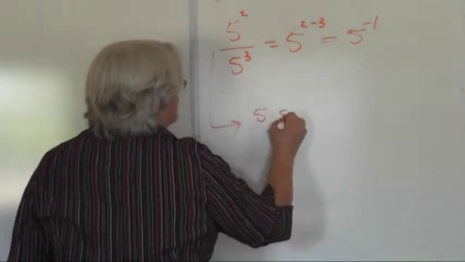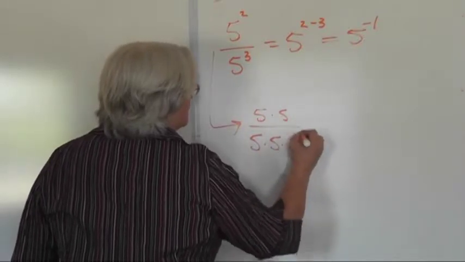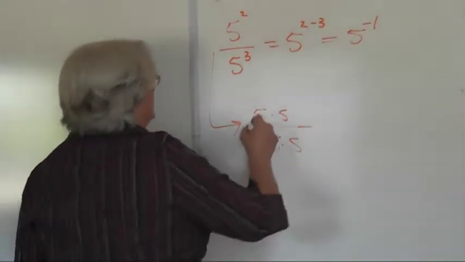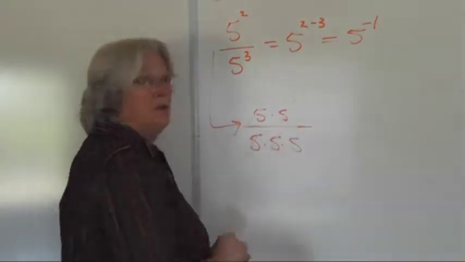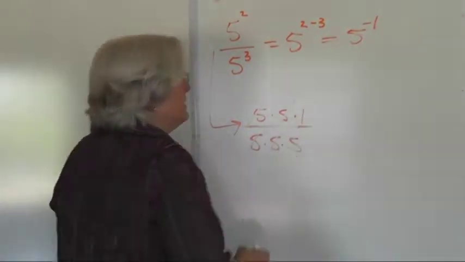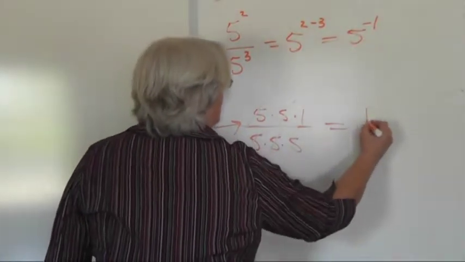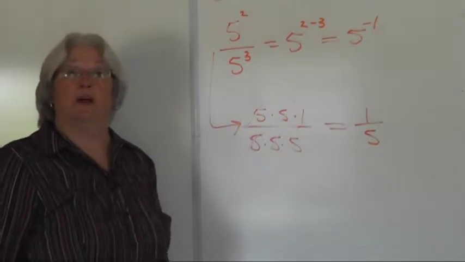We have 5 times 5 divided by 5 times 5 times 5. And we're going to cancel common factors now. 1 pair of 5s, 2 pair of 5s. There's still a factor of 1 here in the numerator. So we have the result of 1/5.